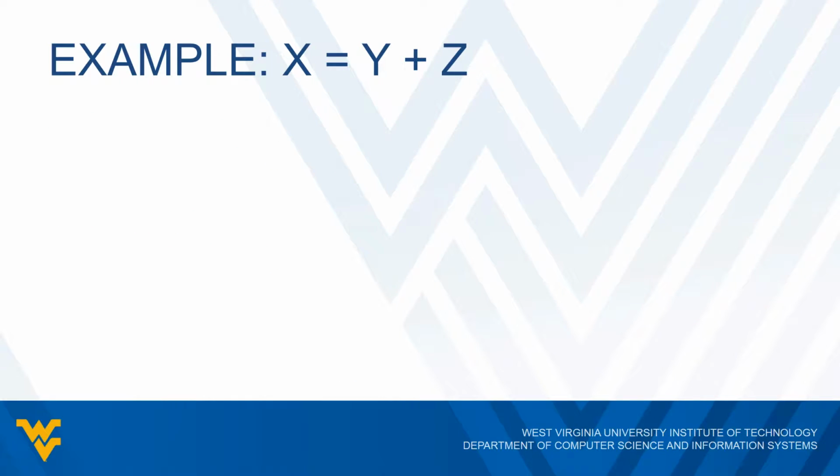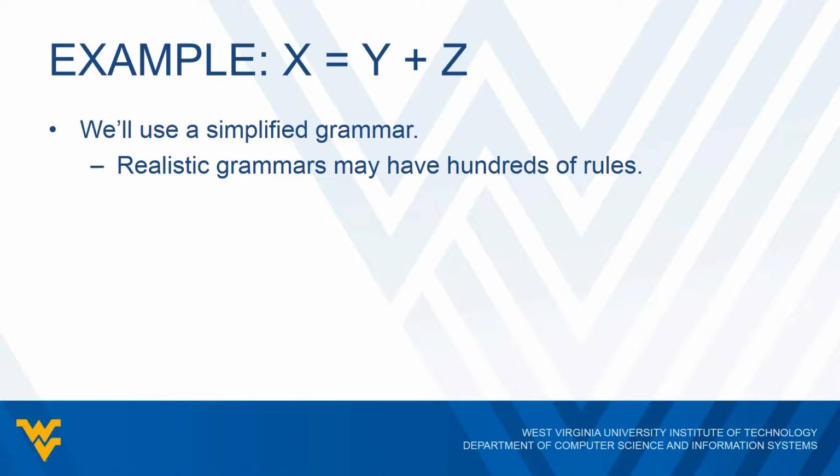We'll give an example of parsing the statement x equals y plus z. Now we're going to use a very simplified grammar. In fact, most realistic grammars would have hundreds, maybe even thousands of rules. Here, our grammar is just going to have 3 rules.